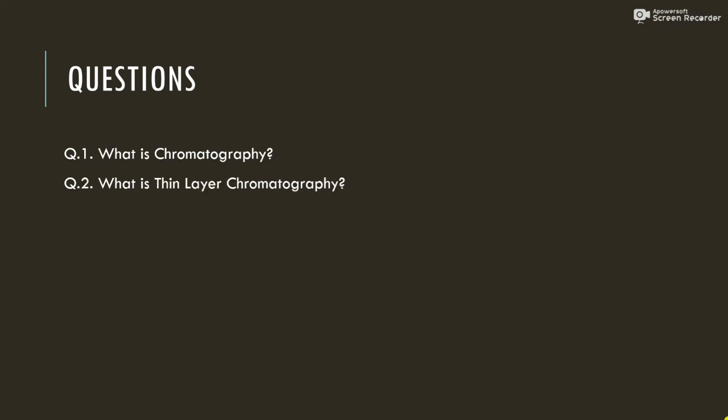Questions asked for viva. What is chromatography? It is a separation technique having two phases, a mobile phase and a stationary phase, and it depends upon the adsorption principle. What is thin layer chromatography? Then, what is the mobile phase used for caffeine, and also give the formula for retention factor.